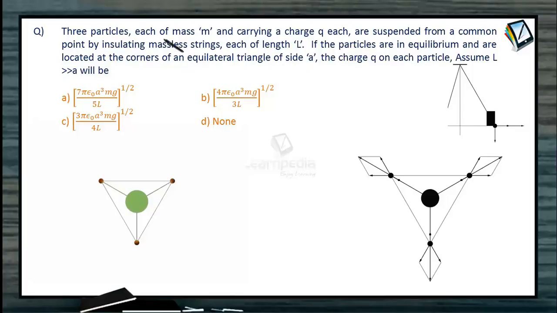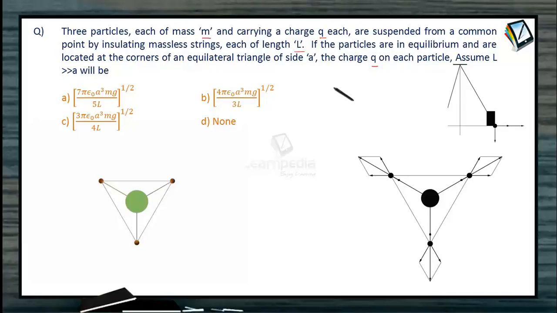Three particles, each of mass m and carrying a charge q each, are suspended from a common point by insulating massless strings, each of length L. If the particles are in equilibrium and are located at the corners of an equilateral triangle of side A, the charge q on each particle, assuming L much greater than A, will be?